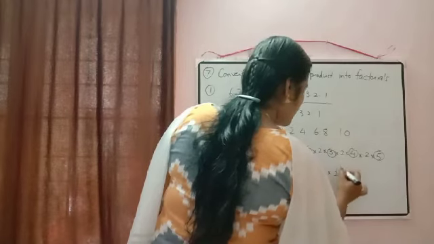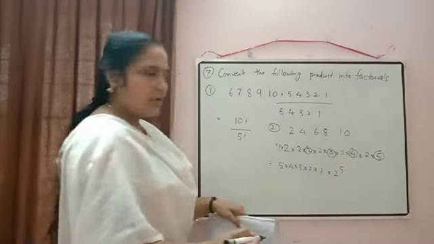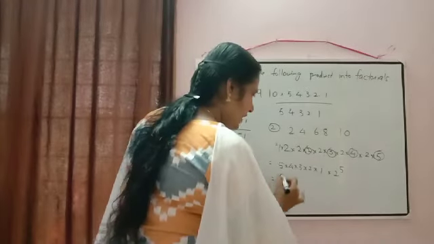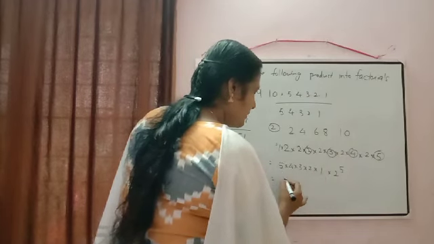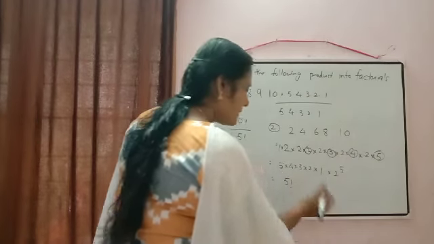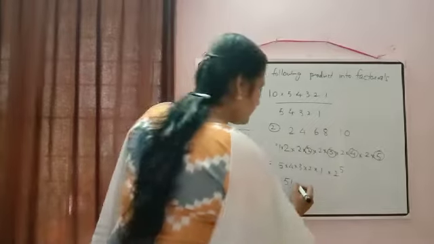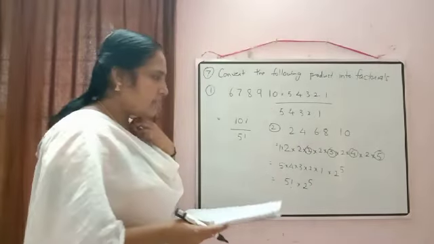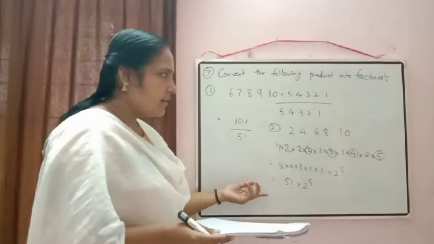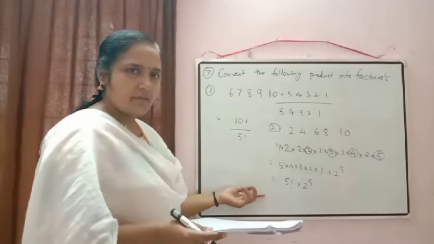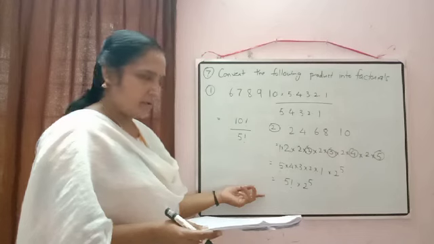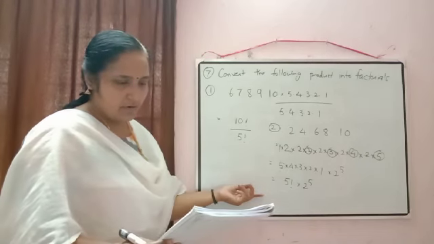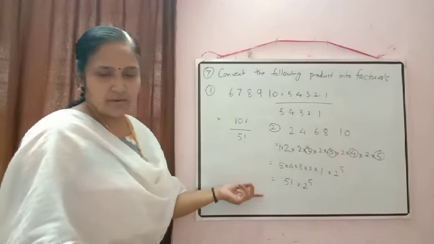This 2, 1, 2, 3, 4, 5 can be written as 2 raised to 5. And this expression 5 into 4 into 3 into 2 into 1, what is that? That is equal to 5 factorial. So 5 factorial into 2 raised to 5. So you can write it in this way. Okay. The question is clear to you? Okay. Now we'll move on.